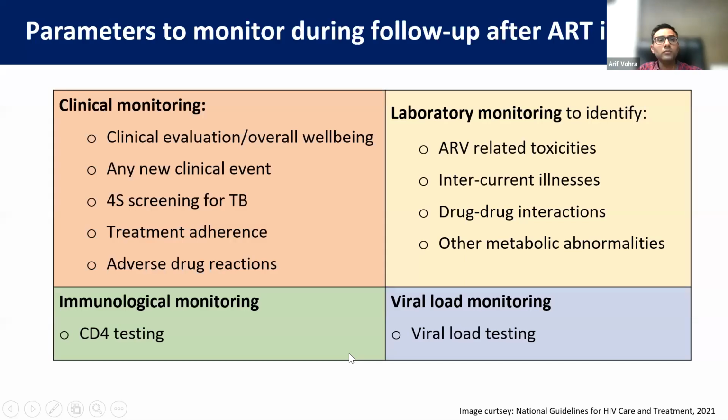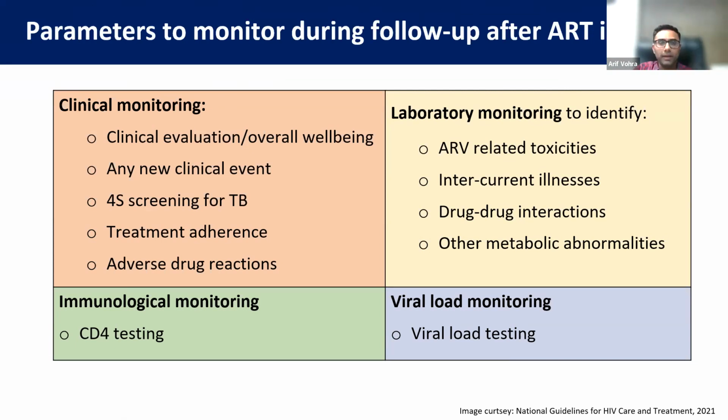Okay. So what parameters do we need to monitor once we have started the ART? As I discussed earlier, the clinical parameters. So always ask the child about overall well-being, and whether any new symptoms or anything new has developed during the last few days. Don't ask, do you have fever, do you have cough or cold. Always ask the child or parent, did you feel anything different in the last 15 days or 1 month or 6 months, or has any new event occurred?